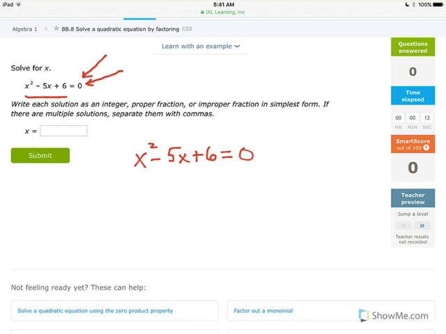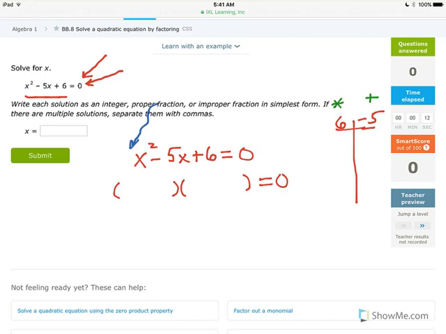With factoring techniques, if we have a lead coefficient of 1, as we do right here, we can just find factors of the back number that sum up to the middle. These are the factoring techniques that you studied back in the AA sections. So we need something that multiplies to be 6 but adds up to be negative 5.